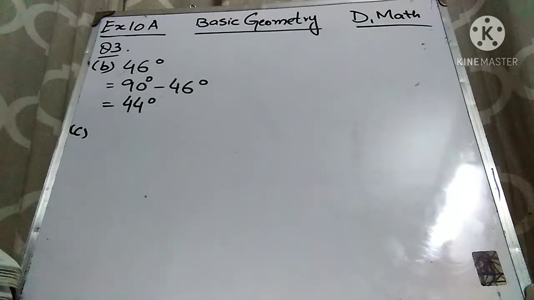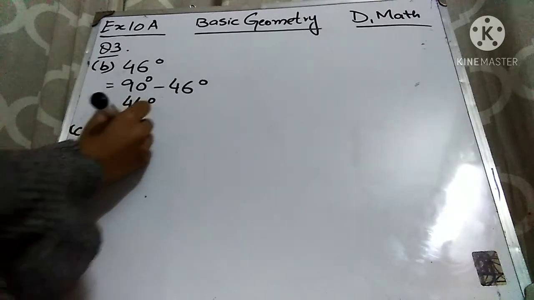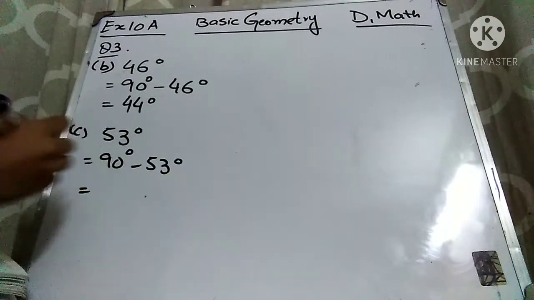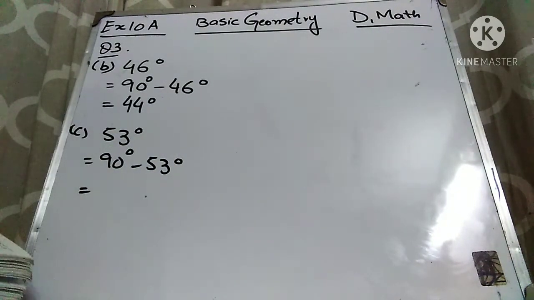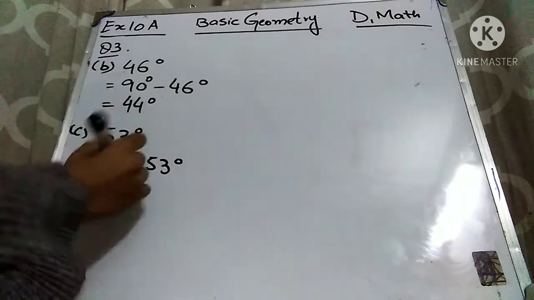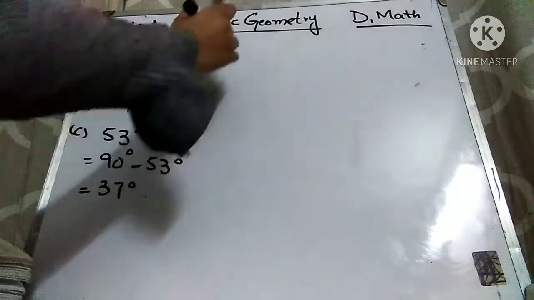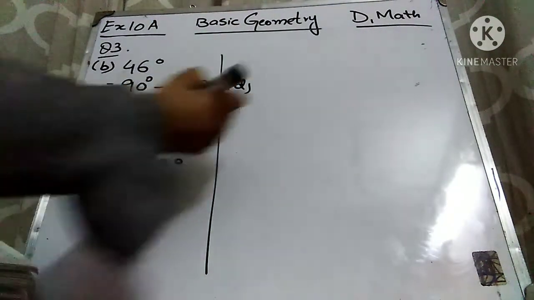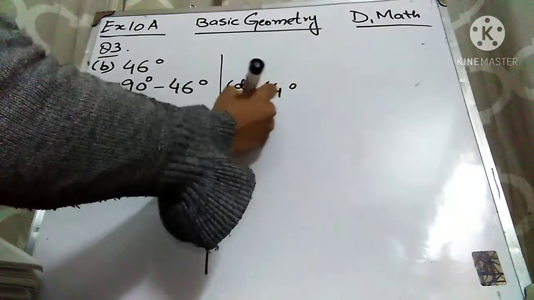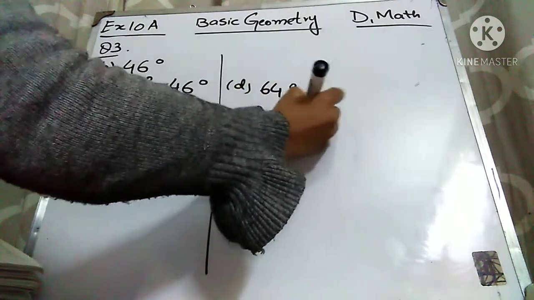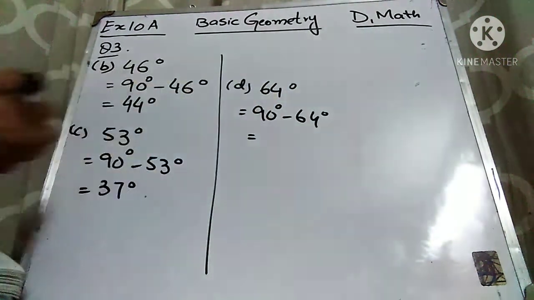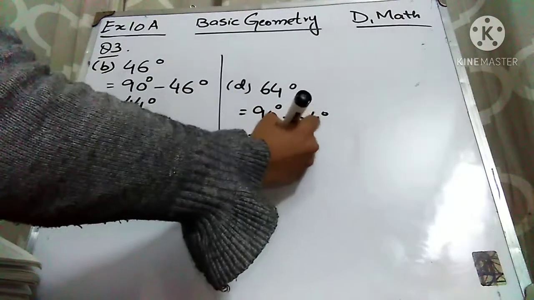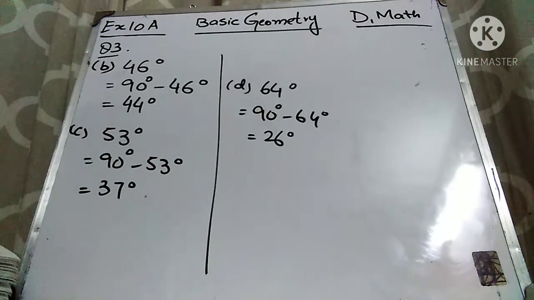Now C part is 53 degrees. I will subtract it from 90 to get the other angle. So 90 minus 53 will be equal to 37 degrees. Now let's come to D part, which is 64 degrees. So to get the other angle, I will subtract it from 90. So 90 minus 64 will be equal to 26 degrees. So I hope that question number 3 is clear to you.